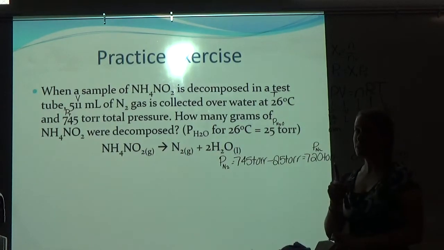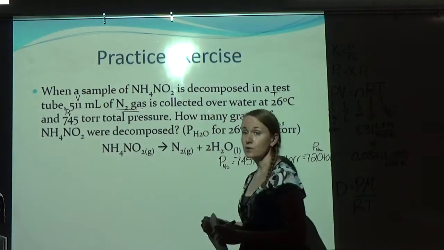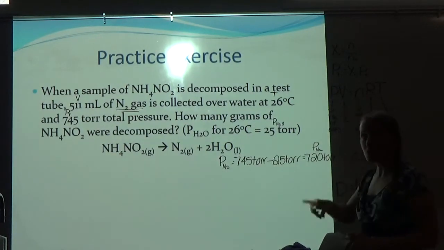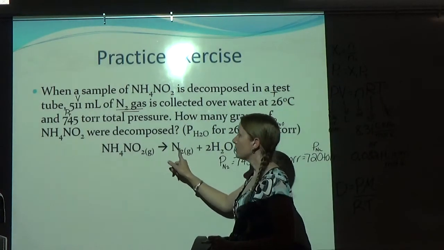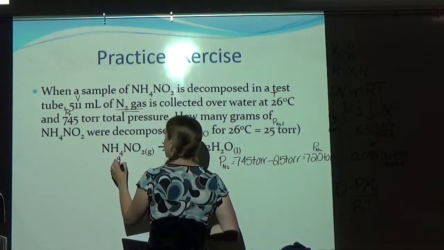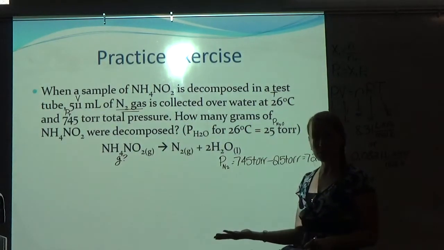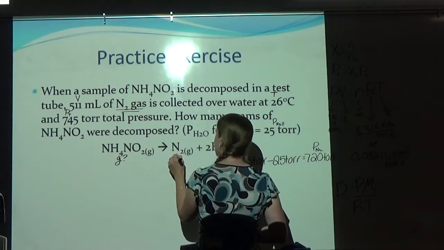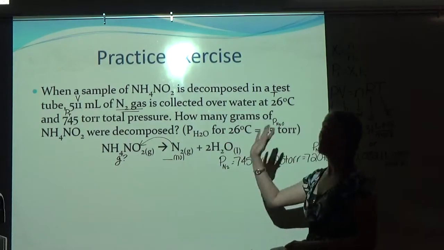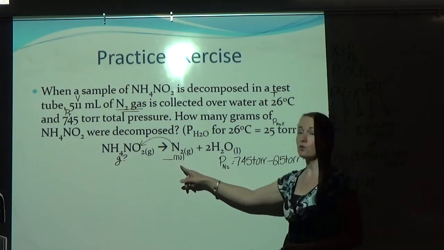Now that's the other thing that you need to notice. We are collecting nitrogen gas over the water. So if I use the ideal gas law to calculate number of moles, I'm going to get the number of moles of nitrogen. Notice it wants me to get to grams of NH4NO2. So that means I'm going to have to do a stoichiometry problem also. Because I can get the moles of nitrogen, and then I can go from here to here. So we're not going to focus on NH4NO2 yet at all. We're going to focus on how many moles of nitrogen.